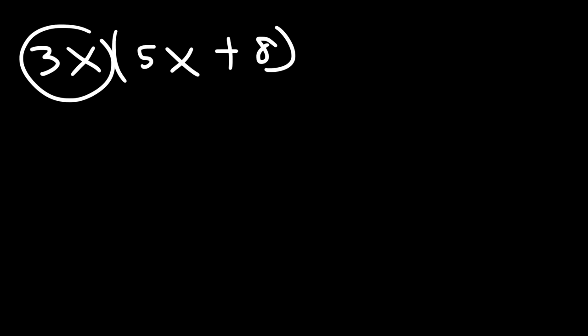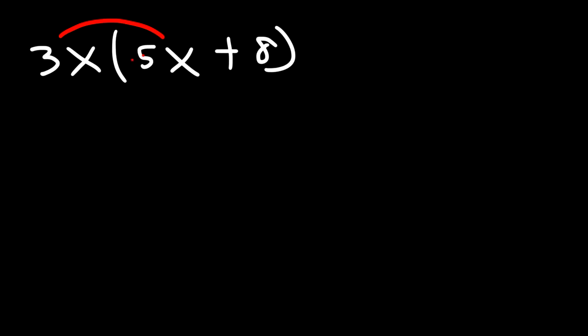So 3x is a single term, it's a monomial. 5x plus 8 contains 2 terms, so that's a binomial. Mono means 1, bi means 2. So what is 3x times 5x plus 8? Sometimes in a typical algebra course, you have to simplify an expression that looks like this. So first we need to multiply.